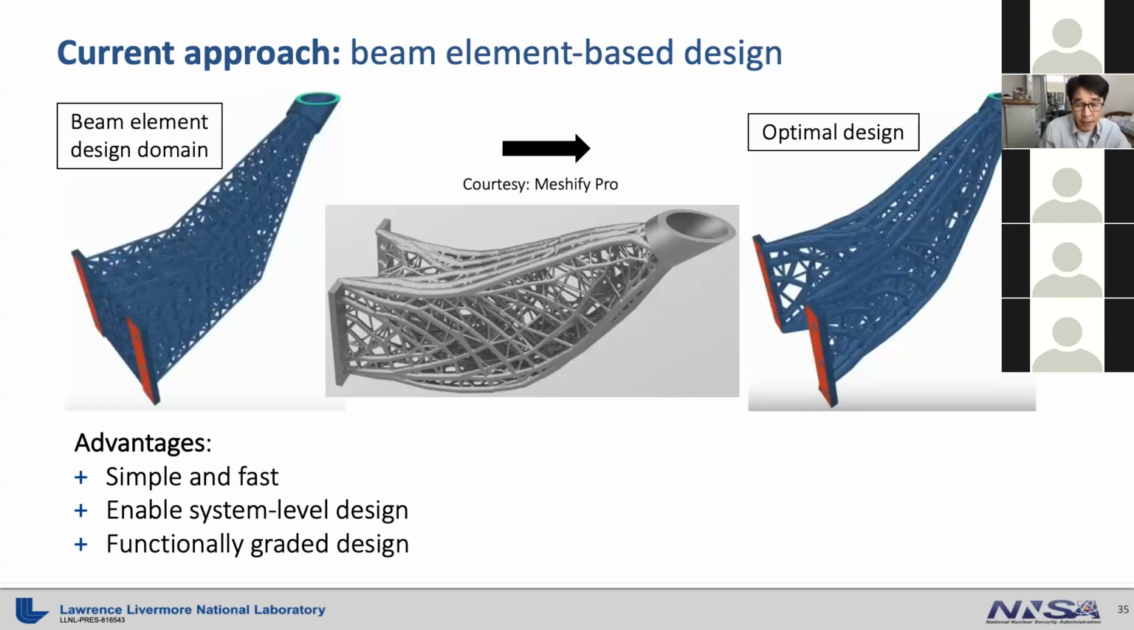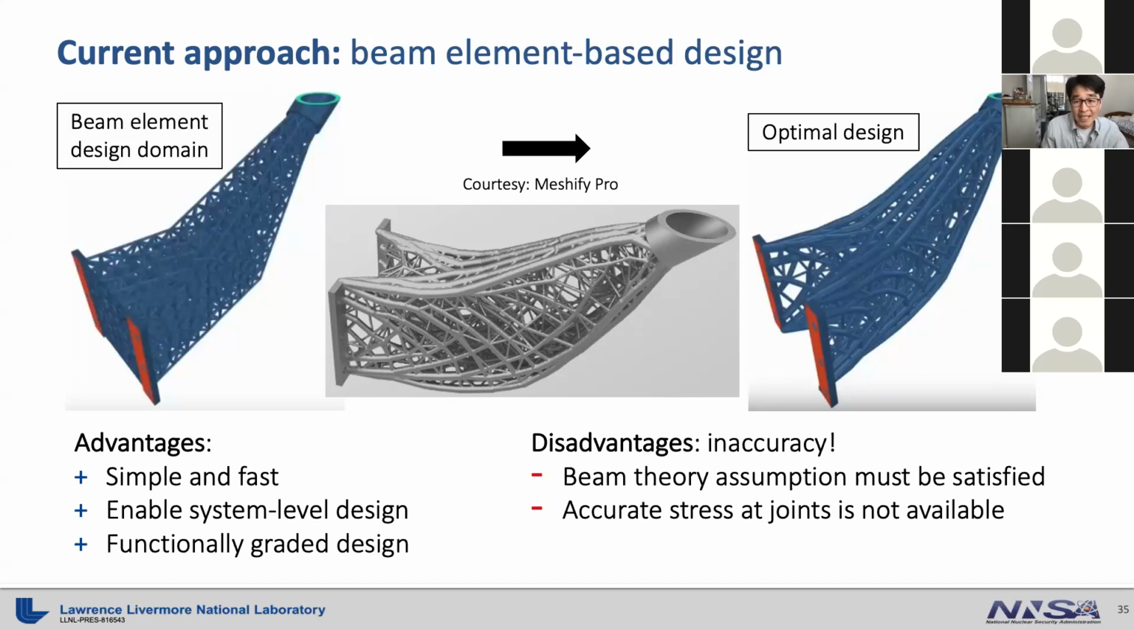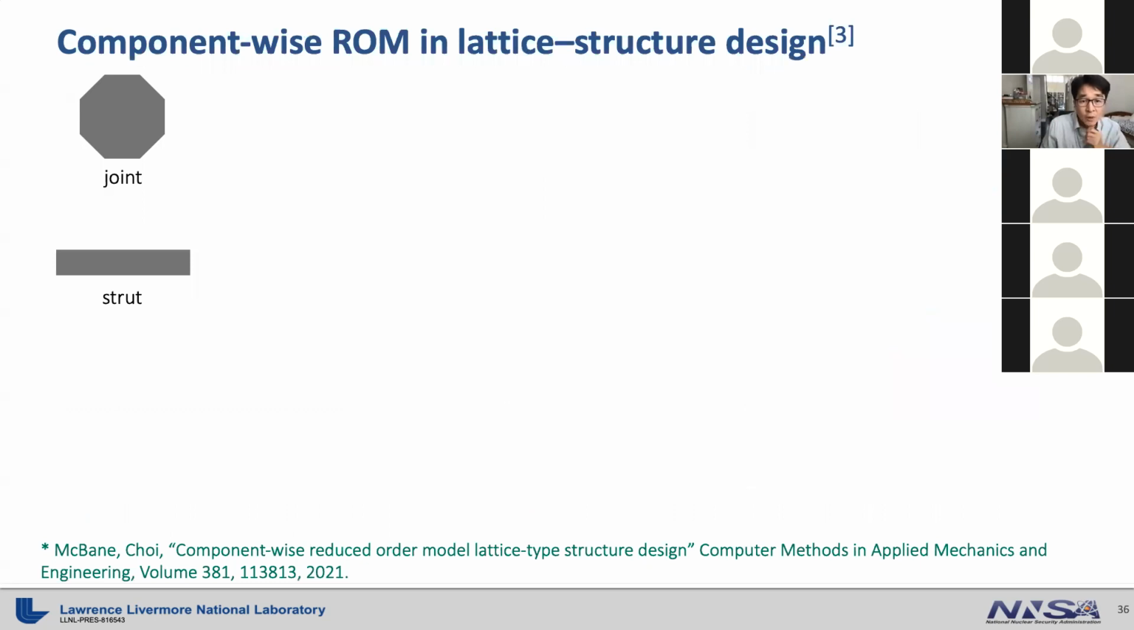Although this beam element based approach has many advantages, such as being simple and fast, and enabling system level design and functionally graded design, it again has a major problem of inaccuracy, because the beam theory assumes that the length scale is much larger than the cross-sectional length scale, and the accurate stress value at the joint is not available. So what we need is a more accurate and at the same time fast computation method for lattice structure design. So, as I mentioned, the component-wise reduced model was the way to go.